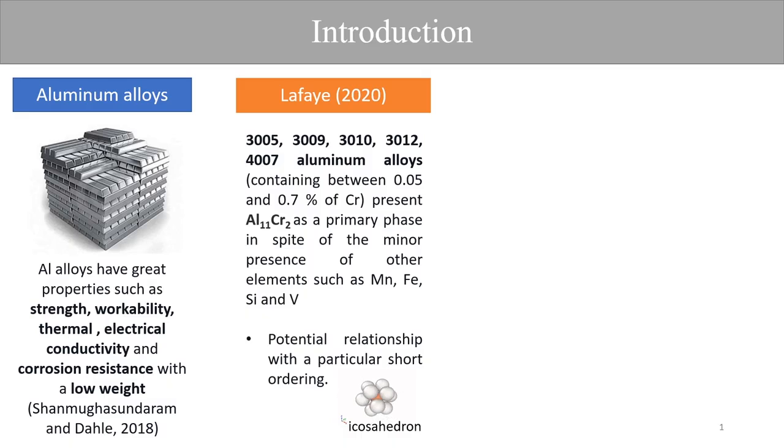Some alloys containing small amounts of chromium, such as the 3000 and 4000 series alloys, present Al11Cr2 as a primary precipitate, in spite of the presence of other elements. Then, the formation of these intermetallics is strongly believed to have a relationship with the short ordering in the liquid state. As an example of short ordering, the icosahedron is presented here, but it'll be discussed later.